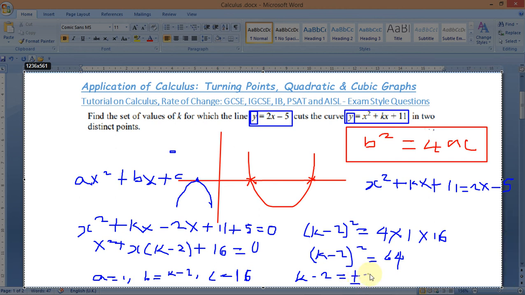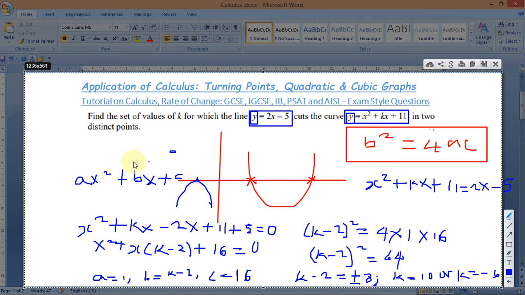Plus or minus 8. Okay, so from here, k will be equal to plus 8. When you bring 2 here, that will be plus 2, so that is 8 plus 2, that is 10. Or k equals, when you have minus 8 here, minus 8 plus 2, that is minus 6.